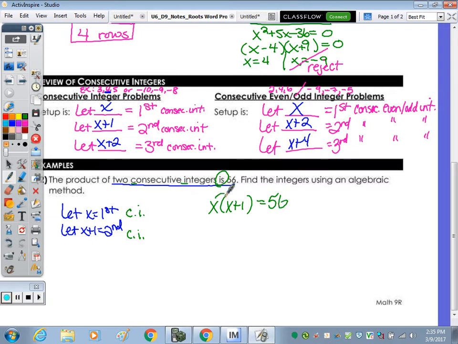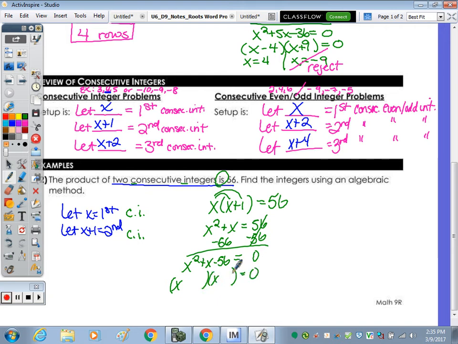So then x times x and x times 1. What's the binomial for x times x plus 1? Gabe? X squared plus x equals 56. Subtract the 56 to get to 0 on the right side so that it's in standard form. And we have x squared plus x minus 56. It can be factored, so we're going to factor it. Factors of a negative 56 that combine to a positive 1.